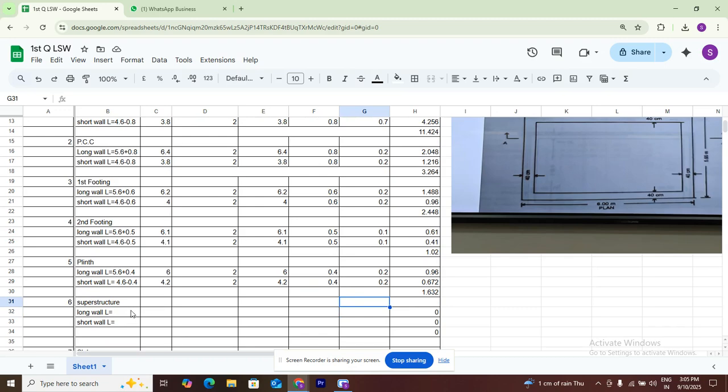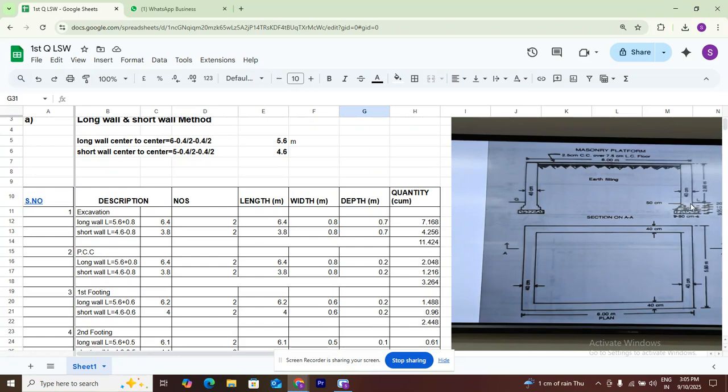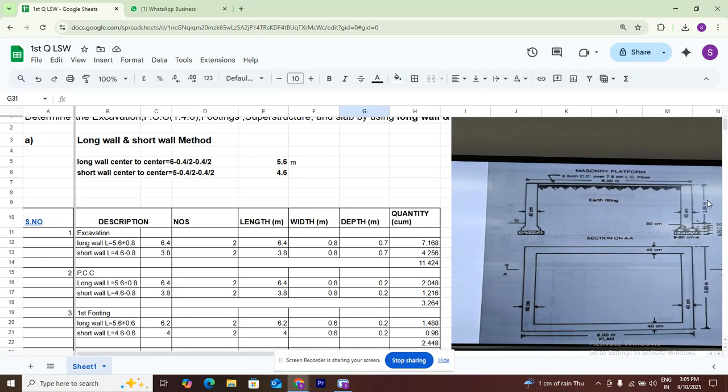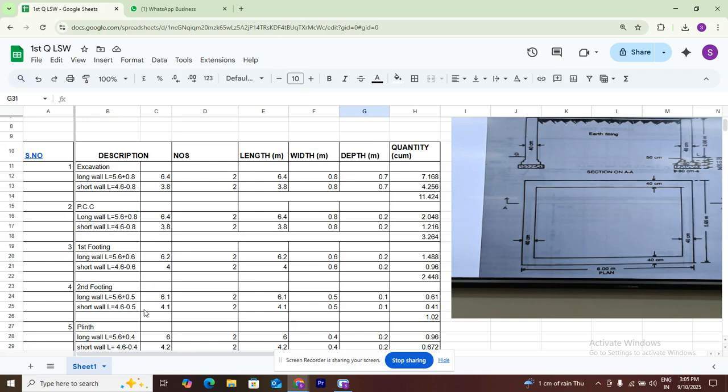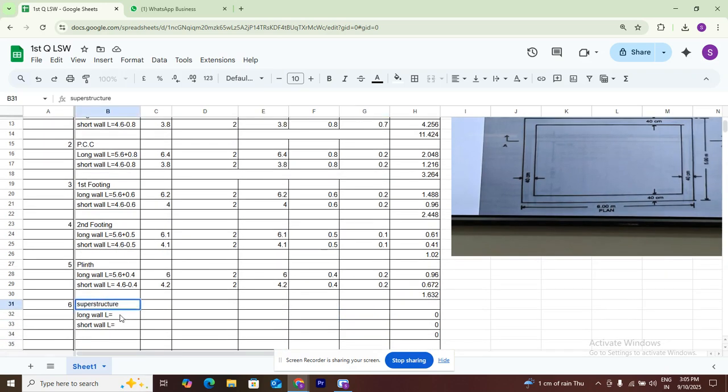Superstructure we need to calculate. Superstructure is 2 meters as the height of the wall, 40 centimeters is the width of the wall. Okay, now we need to calculate the brickwork. How much brick? It's a long wall. We are calculating the brickwork of the superstructure. The center to center of the long wall is 5.6 meters. 5.6 plus we are adding 0.4 on either side because we need the overall length. That's why we are adding 5.6 plus 0.4.